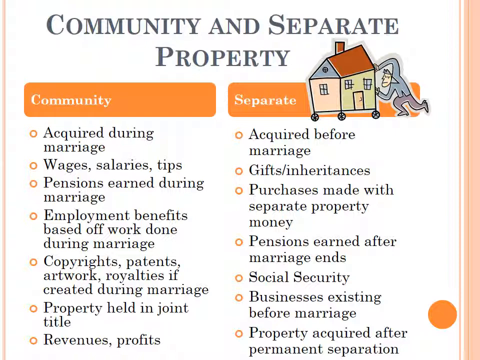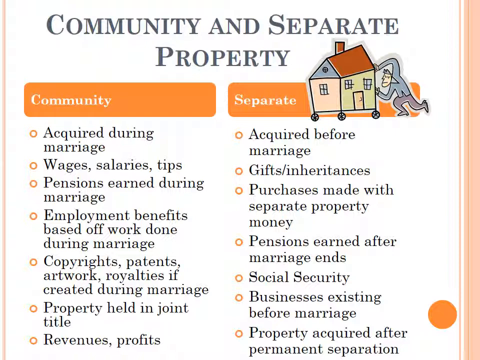Community property also includes employment benefits, which are based off of work done during the marriage, and any copyrights, patents, artwork, royalties, or other such devices if they are created during the marriage. Separate property, on the other hand, includes pensions after the marriage ends, Social Security, and businesses existing before marriage. Additionally, separate property includes property acquired after a permanent separation.